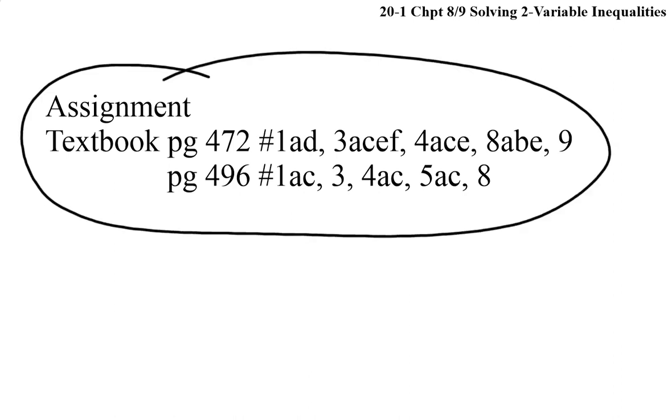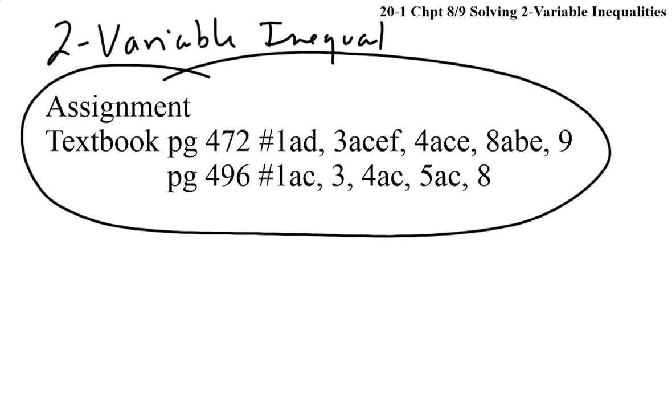So a little bit different, but it's just a matter of shading because we need xy values for two variable inequalities. It's about the graph, and the portion that's shaded above or below gives us a whole bunch of xy values that will make the inequality true.